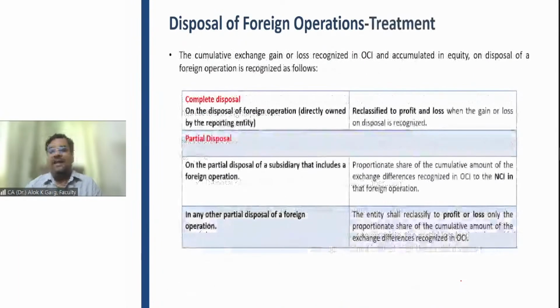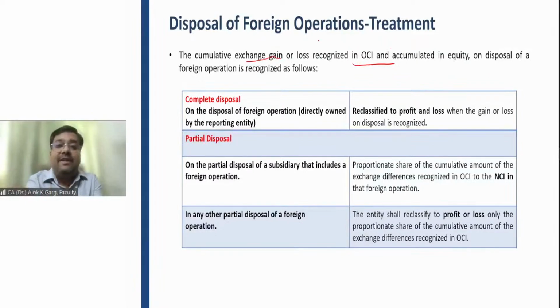Let's understand this with the help of an example and with the help of this table as well. The cumulative exchange gain or loss recognized in OCI, right? Which means FCTR, which is recognized in OCI.